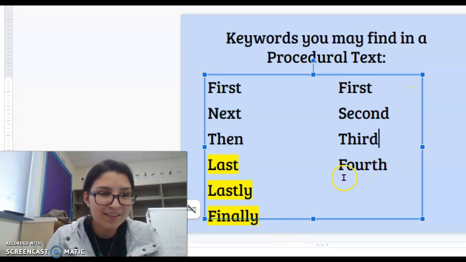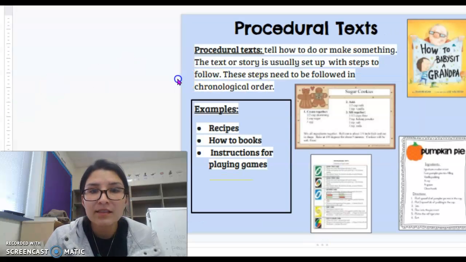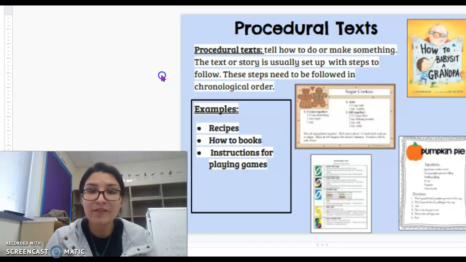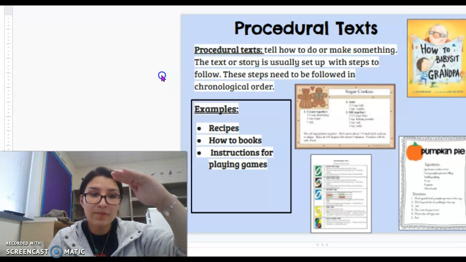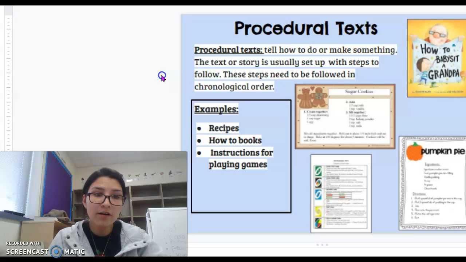Okay, so I hope you like this little review over procedural text. And remember, procedural text tells how to do or make something. The text or story is usually set up with steps to follow. So you follow these steps in order from the first step, second, third, fourth, or first, next, then last. Okay.